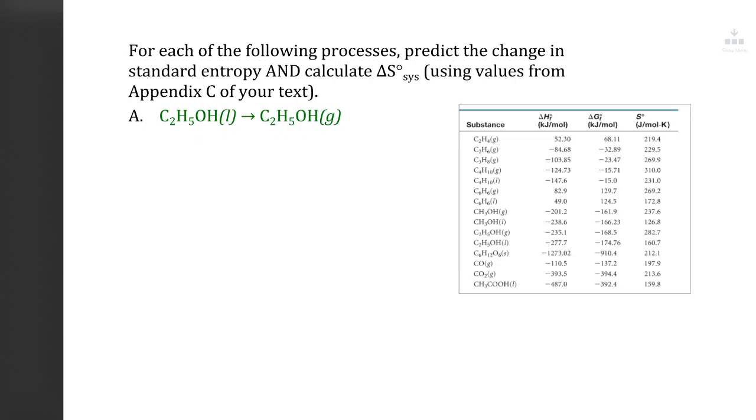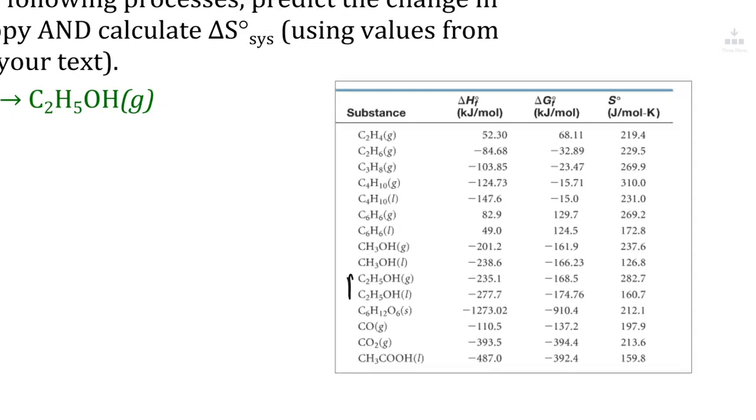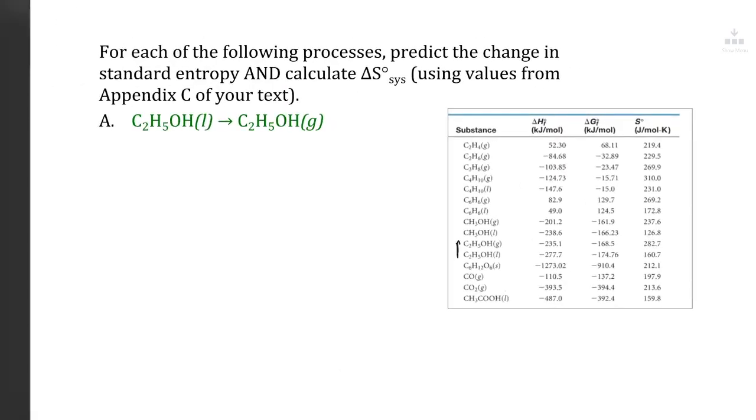Okay, so if we come over here to our table, the first thing we want to do is look for ethanol, C2H5OH. And we see two different types here: we see gaseous, and we see liquid. So let's go ahead and write down those values. Let's just follow this across. We have 160.7 and 282.7.